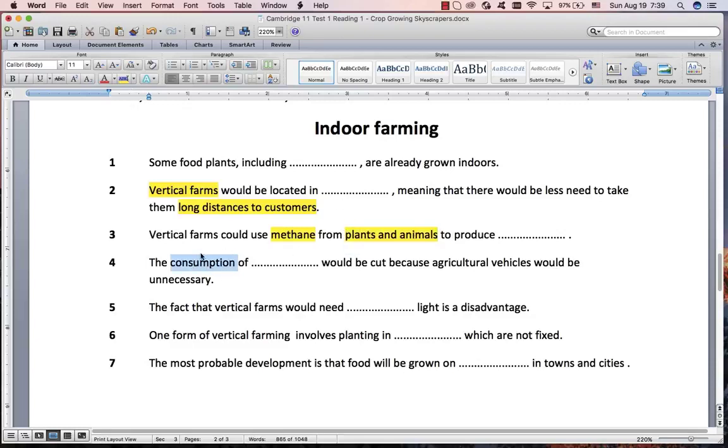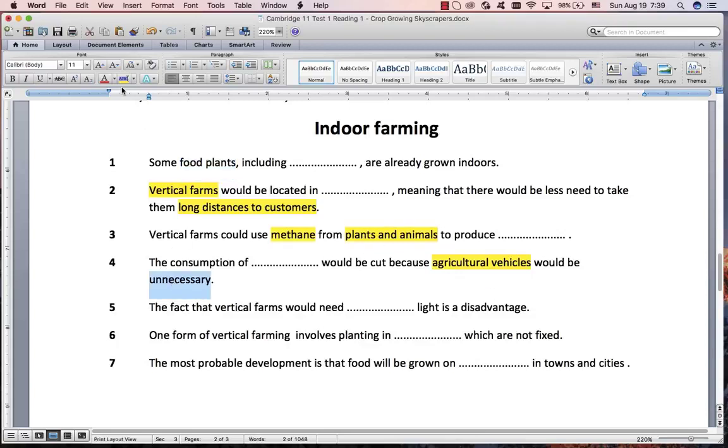Consumption, perhaps it's a very general word. There's many synonyms for this. Cut, again, that could be decreased, reduced, anything. Agricultural vehicles, it's a good one to scan for, but they've done the same thing. They've given the name of the group. We're not going to find agricultural vehicles. We need to find an example of an agricultural vehicle. Same thing as that they've done here.